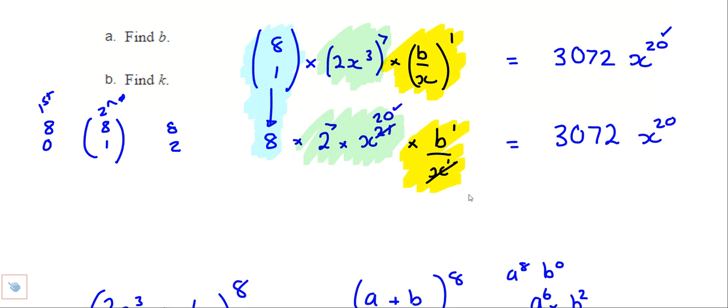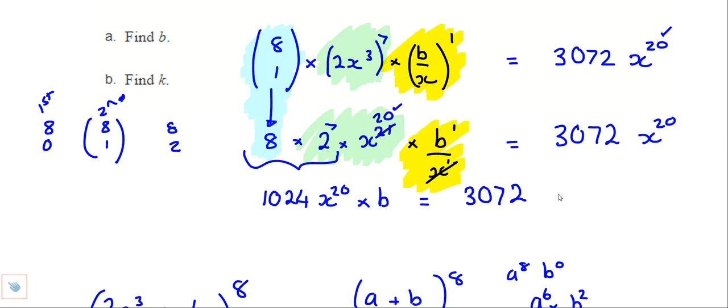Now, if we look at what we've got, what is 8 times 2 to the power of 7? What's that bit multiplied? Can you do that for me on your calculator? Okay, so I've got 1,024 x to the power of 20 times b. That is going to equal this, because this is what I was told it was equal to in the question.